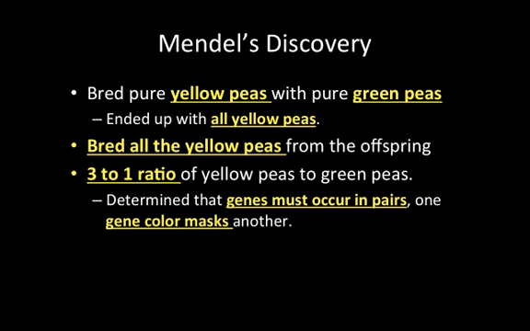He determined that genes must occur in pairs, and that one gene color masks another. So these genes that we get in our bodies must be in pairs, one coming from mom and one from dad. That combination of pairs determines what you see; it determines what traits you have as an individual. Now, we know a lot more about it now than he did back then, but this was an amazing discovery. As a result, certain traits can be masked by other traits given the proper scenario.